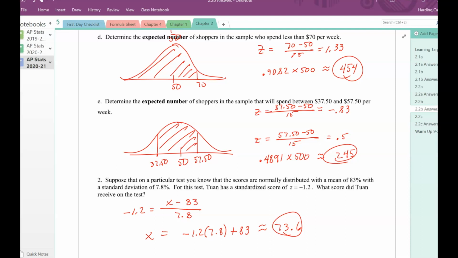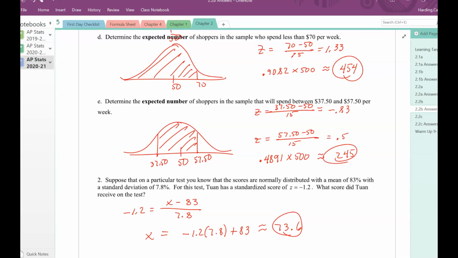Convert 70 to a z-score. Find the area below. And that is the percentage of total shoppers. The question here is saying the expected number. So out of 500 shoppers, about 90% of them, 454 shoppers, would be spending less than 70 per week.